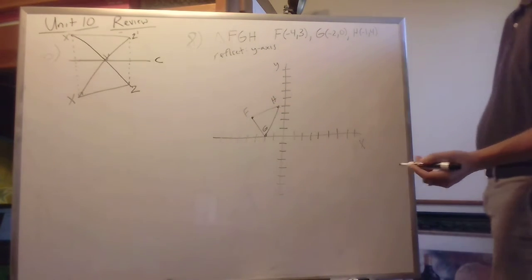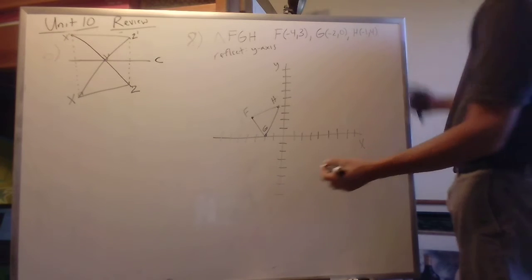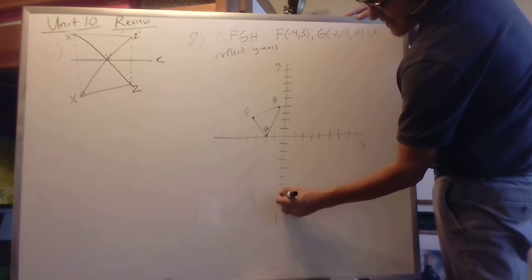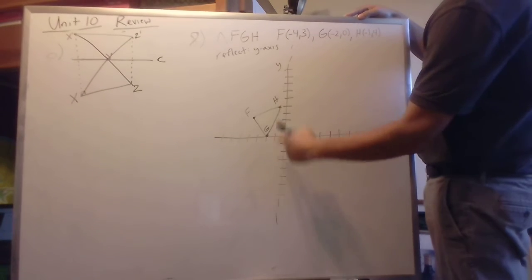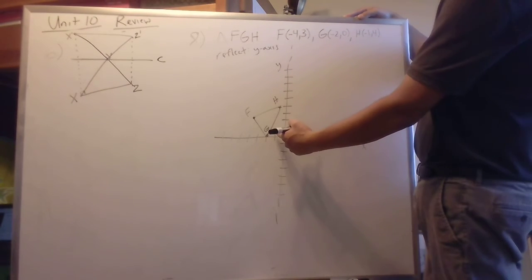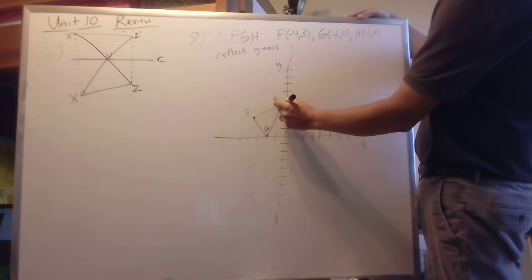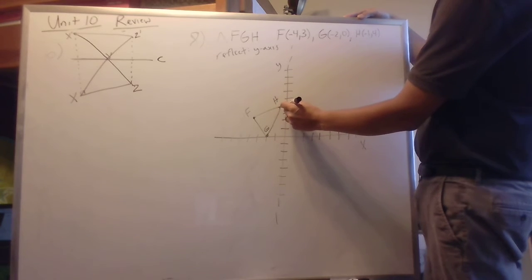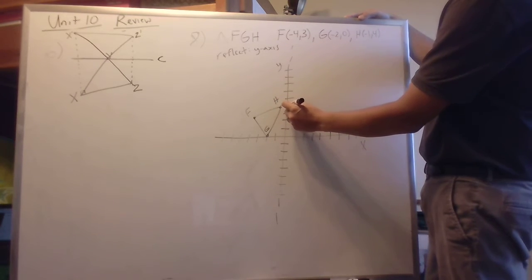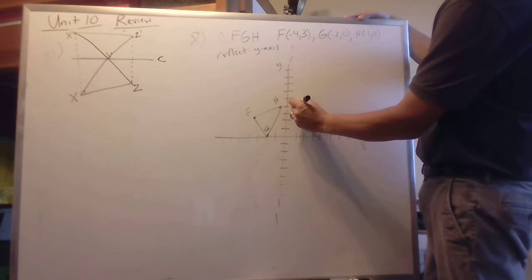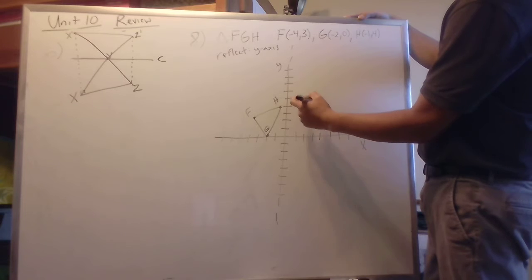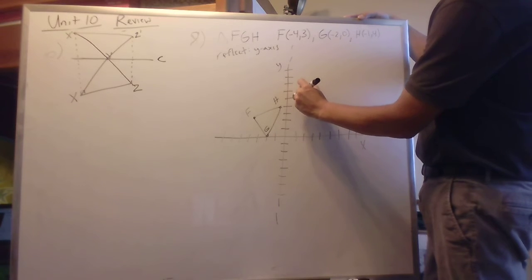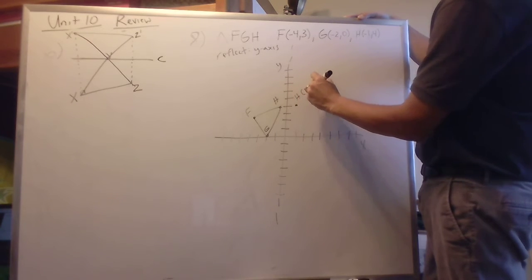And then it wants it to reflect it across the y-axis. So the y-axis, again, is right here. So it's reflecting across the y-axis. So if H is at -1 and 4, it's one distance away from the y-axis going straight across. So then we're going to have it one distance to 1, 4. So H prime is going to be at 1, 4.